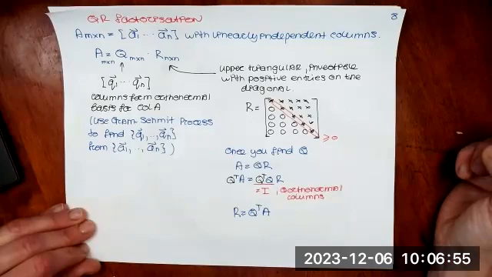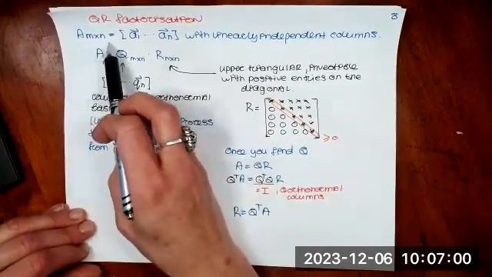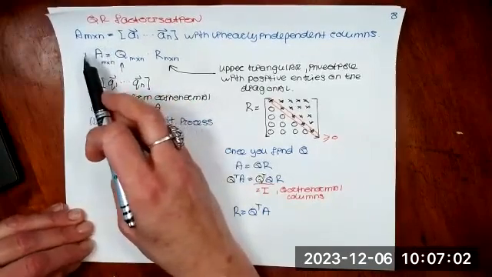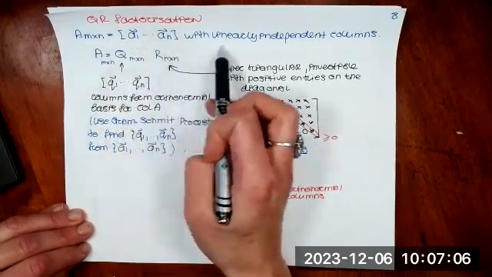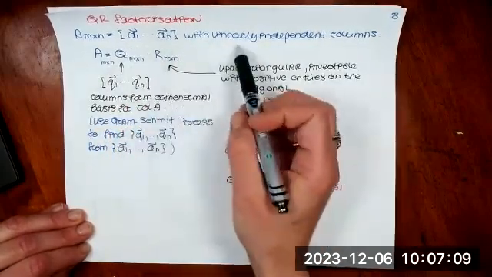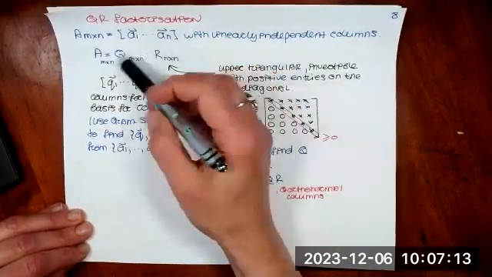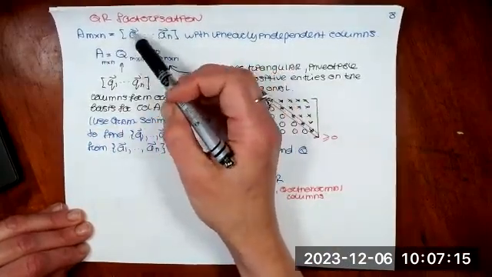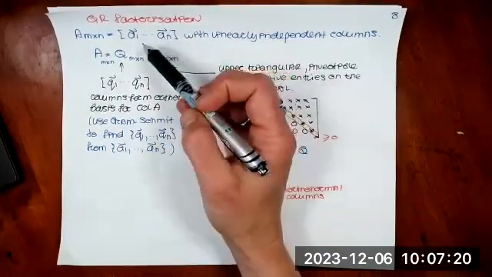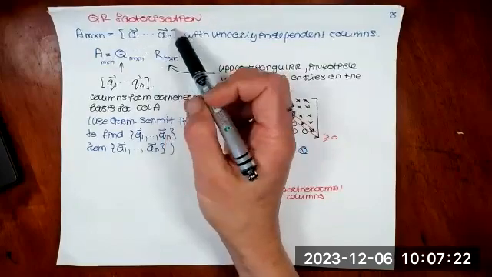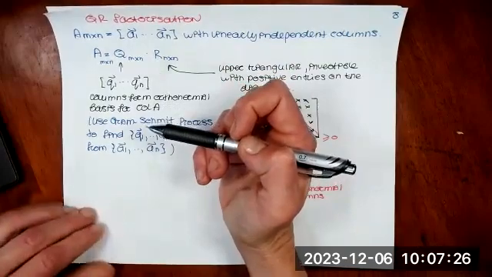QR factorization basically tells you that if I have an m by n matrix, it doesn't have to be a square matrix, and it has linearly independent columns, then... why do I need linear independence? Well, if I'm looking at the column space, those columns are going to be a basis for the column space. So independent columns generate a basis for some subspace.